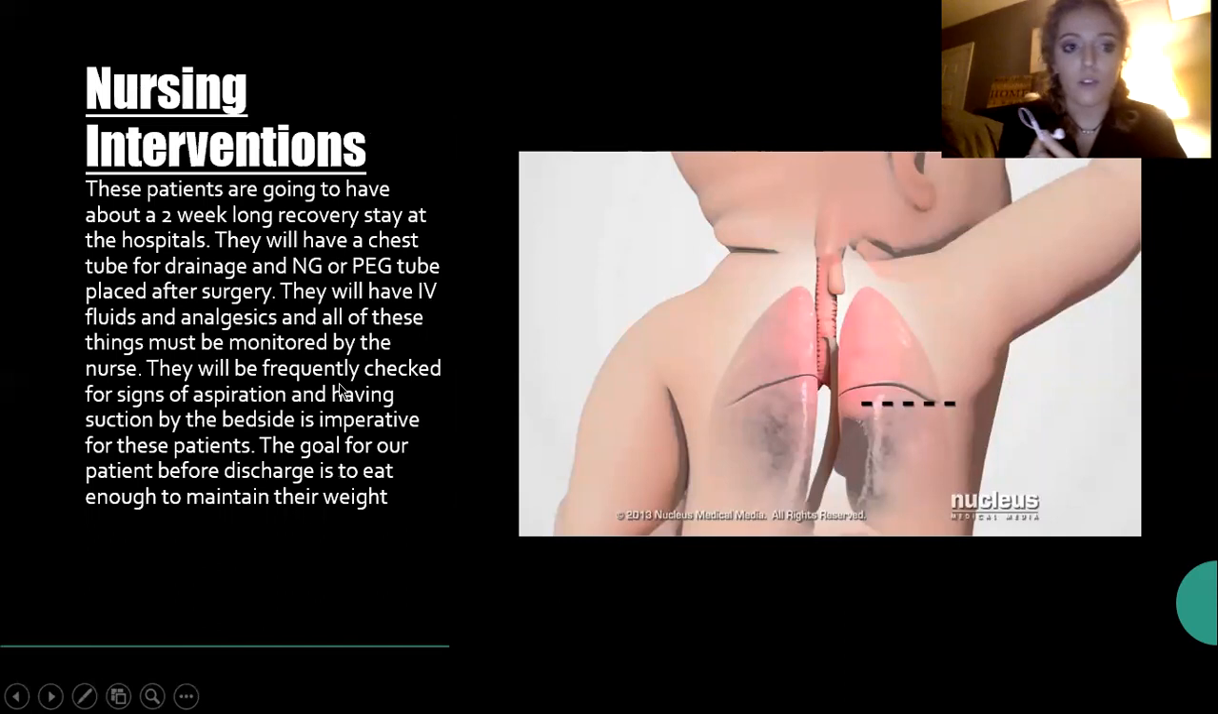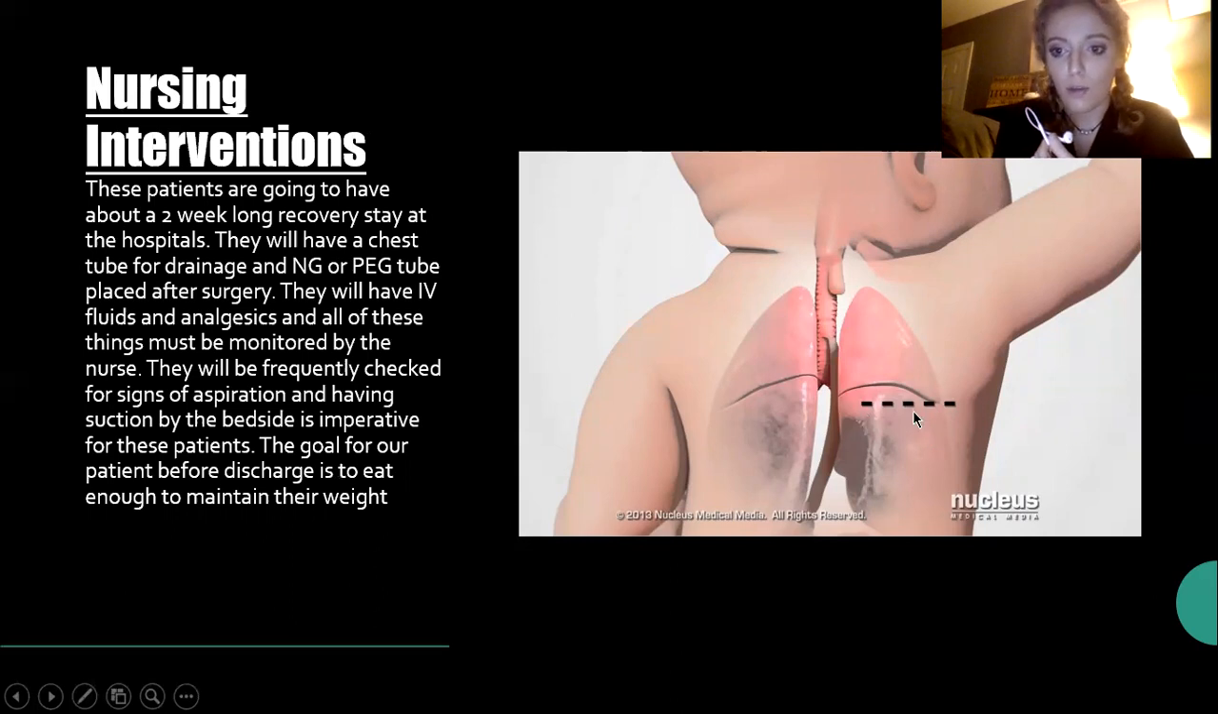So, nursing interventions for this patient. A lot of times the recovery stay is about 2 weeks. It could be shorter, it could be longer, but the average that I found was around a 2-week recovery. They will have the chest tube. You see this dotted line on this picture. That is where the surgeon would make a cut. You can see in the picture the fistula at the bottom and the atresia up top, but this would be where that chest tube would be afterwards.